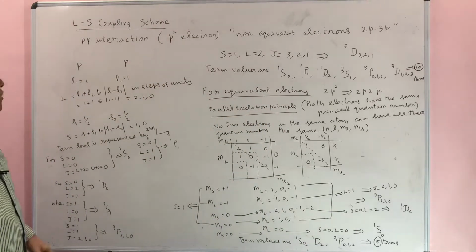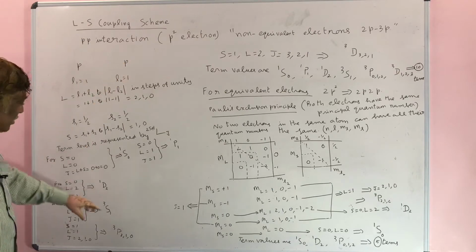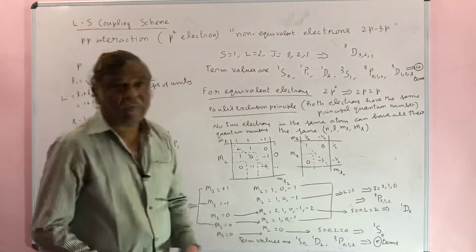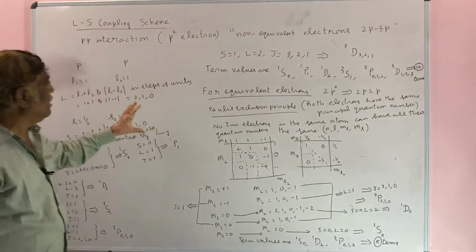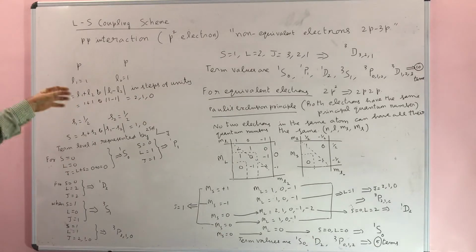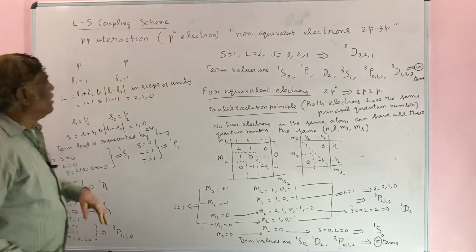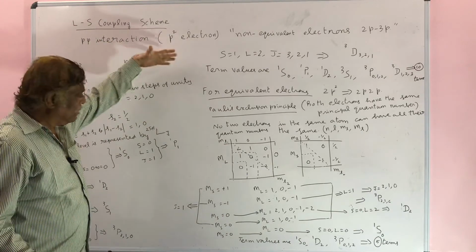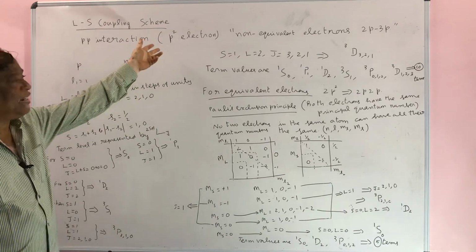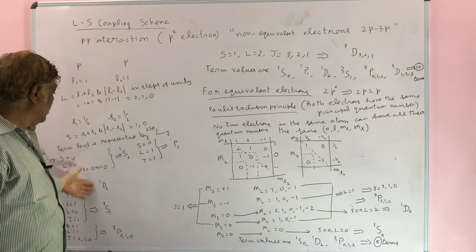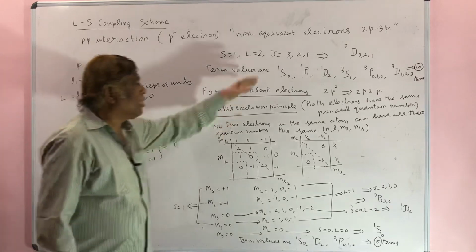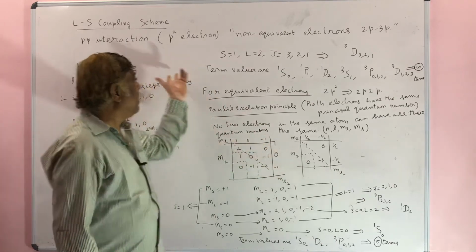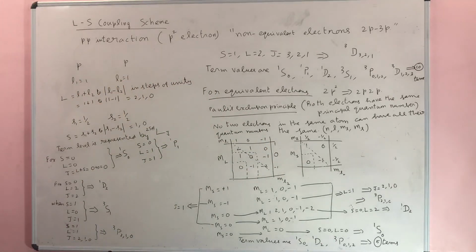So if it is non-equivalent electrons, you have 10 terms. For equivalent electrons, you have only 5 terms. In order to explain LS coupling, we have chosen these p2 electrons. If you choose d2, there are 2 electrons in the d state. If this is non-equivalent, you have to use this procedure. If it is equivalent, you have to use this procedure. This method is called the Russell-Saunders scheme. So for any 2-electron system, the LS coupling can be generated.